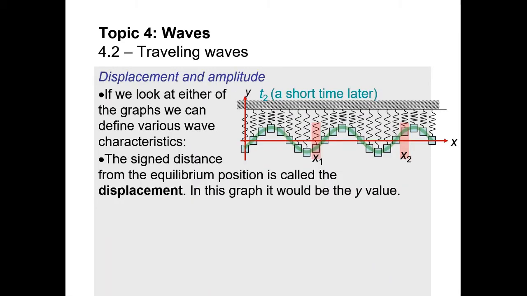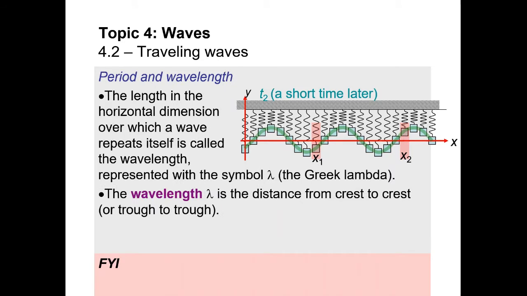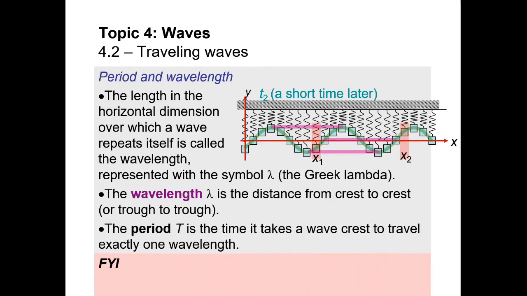The distance from the equilibrium position is called displacement. Amplitude is the maximum displacement. The amplitude is just the distance from the crest to the equilibrium position. Wavelength lambda is the distance from crest to crest or trough to trough. The period T is the time it takes a wave crest to travel exactly one wavelength.